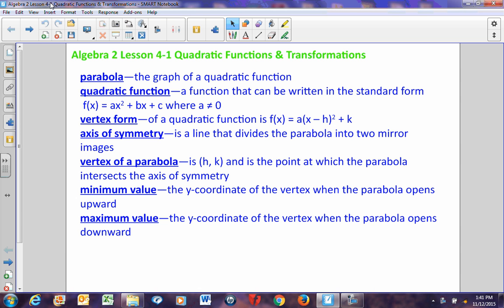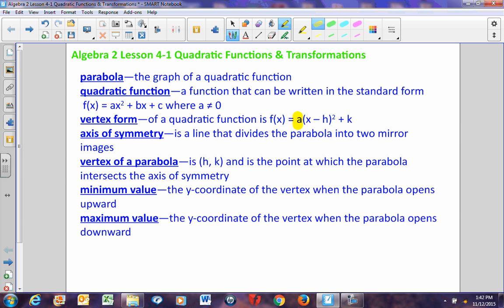The vertex form of the same equation would be written as f of x equals a parentheses x minus h quantity squared plus k. And it's this a that I'm talking about right here, which determines whether your graph is going to be a U-shaped graph or an upside-down U-shaped graph. If that a is positive, you have a U-shaped graph. If that a is negative, you have an upside-down U-shaped graph.